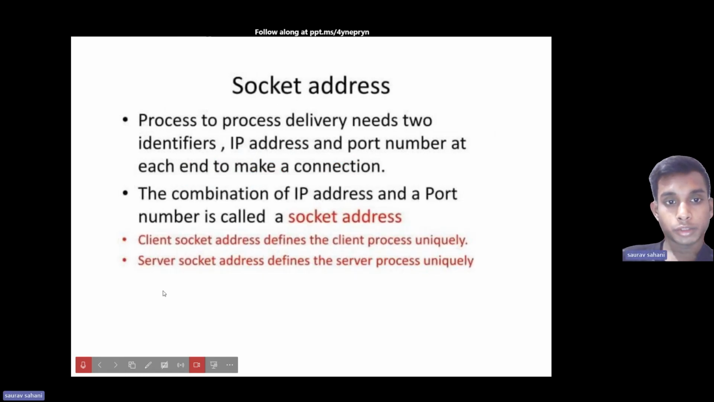Socket address. Process-to-process delivery needs two identifiers, IP address and port number, at each end to make a connection. The combination of an IP address and a port number is called a socket address. The client socket address defines the client process uniquely. The server socket address defines the server process uniquely.